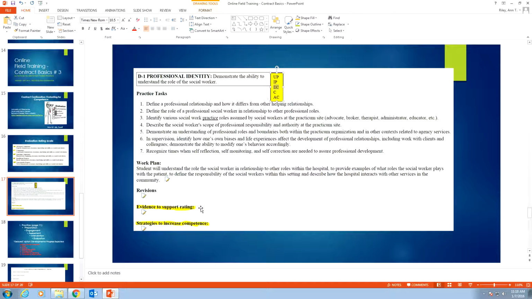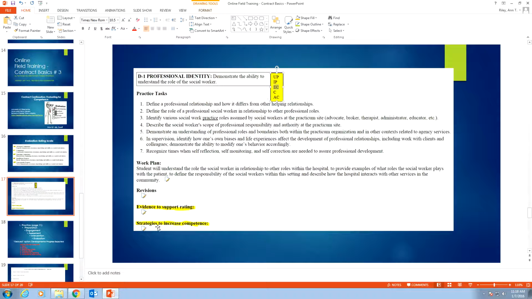Now, the evidence to support ratings is not optional. It's essential for the field instructor to complete, although the strategies are only utilized if necessary or desired. For the evidence section, the question is, how has the field instructor arrived at their assessment? This should be through direct student observation with clients, through written documentation, and or through reported observations from other staff or clients. The narrative goes here to support the field instructor's rating of the student on this competence.